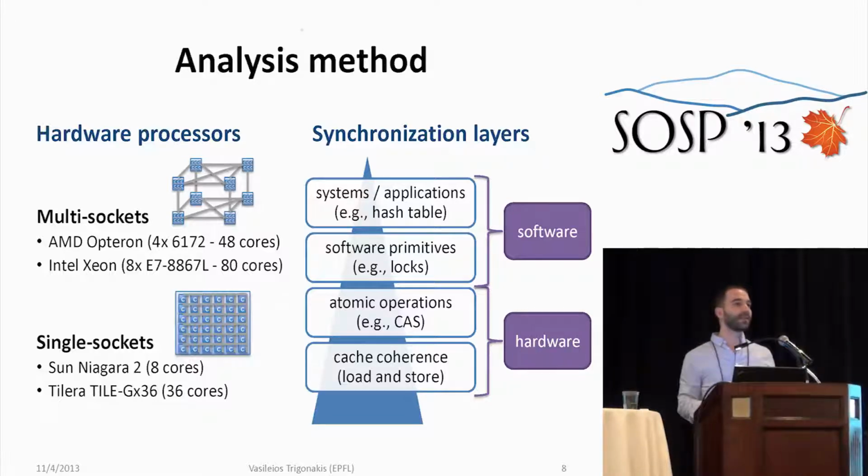Then we dissected synchronization into 4 layers, where the 2 bottom layers are actually synchronization implemented in hardware. There we have the cache-coherence protocol that provides the load and store operations to our applications. And on top of that, we have the atomic operations layer, where we have atomic operations such as compare-and-swap. On the 2 upper layers, we have synchronization in software, where we have the software primitives that implement synchronization, such as lock-based or message passing-based synchronization. And on top, we, of course, have the systems and applications that make use of the software primitives in order to design and implement the synchronization patterns of the application.